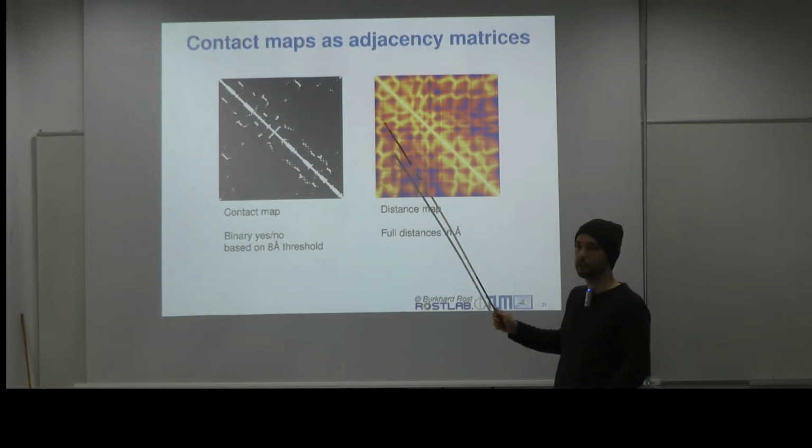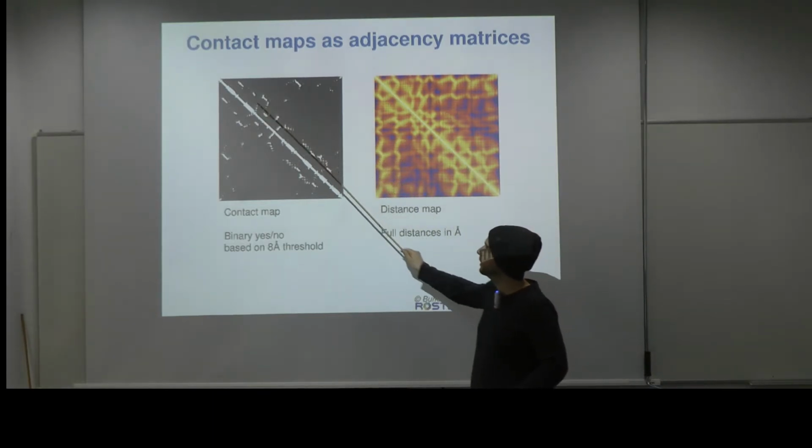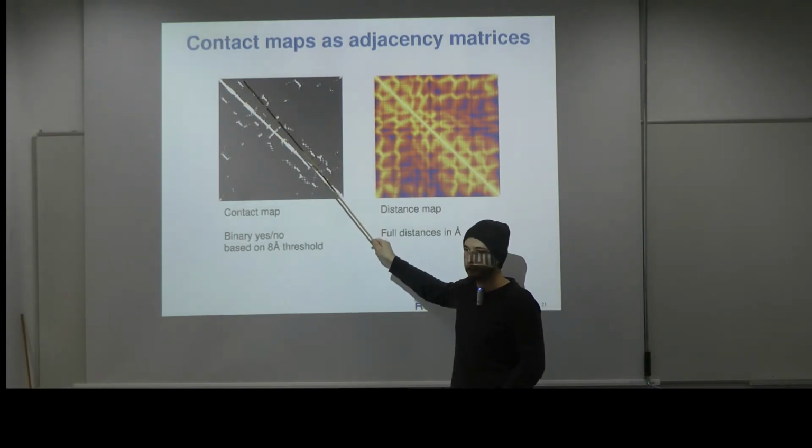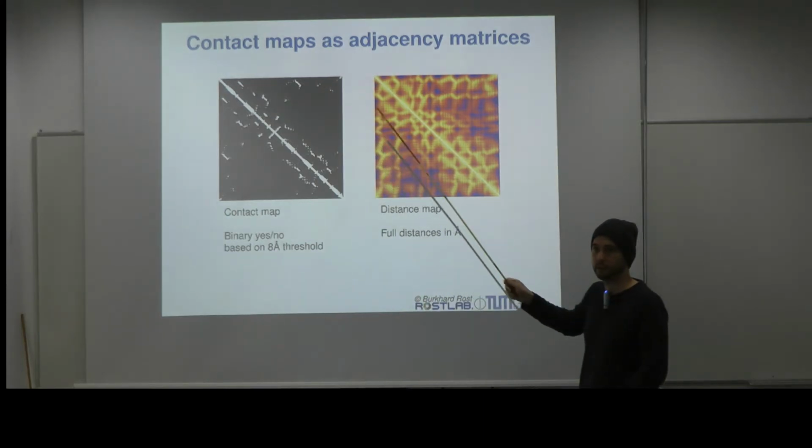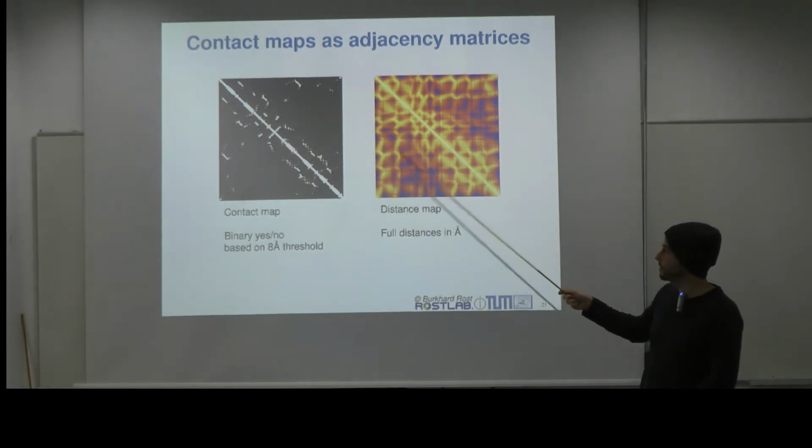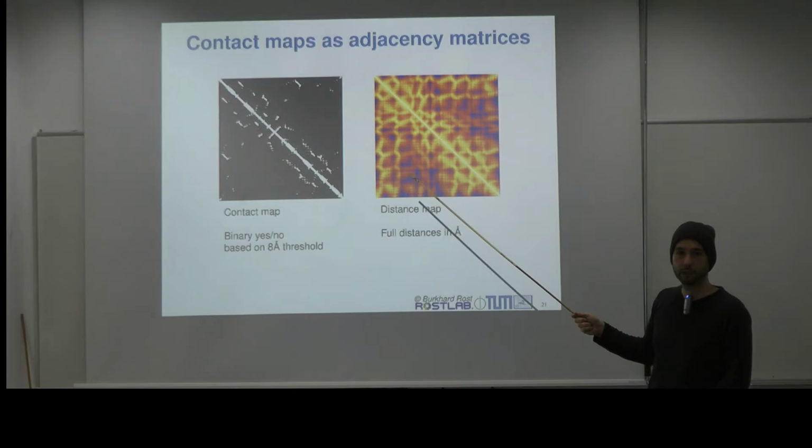The only difference to a default adjacency matrix is that we have these self-connections in the diagonal, but this is the only thing, really, that's different. Otherwise, we could say, okay, this is a graph representation of a protein.